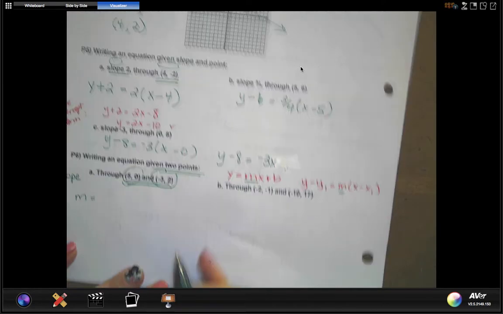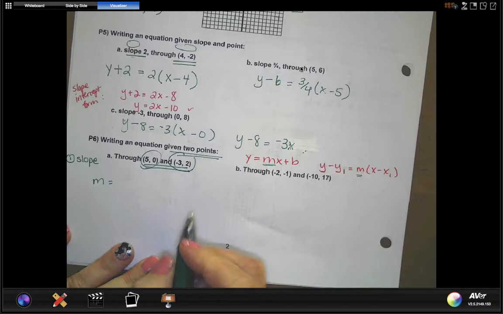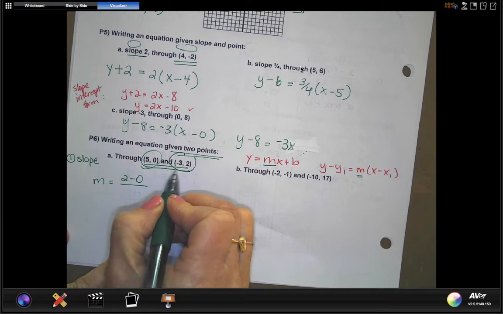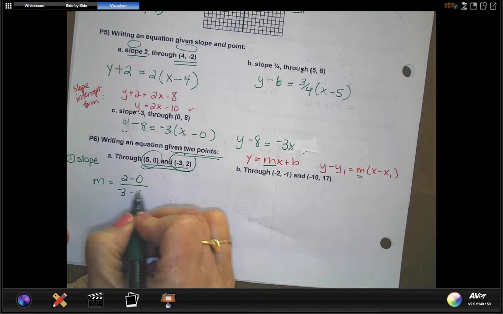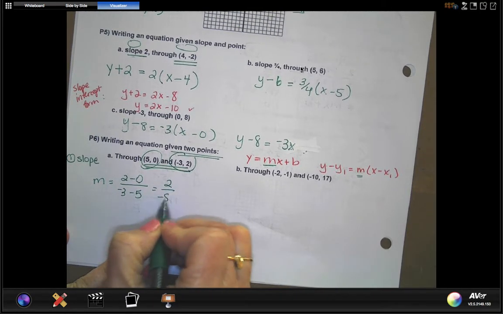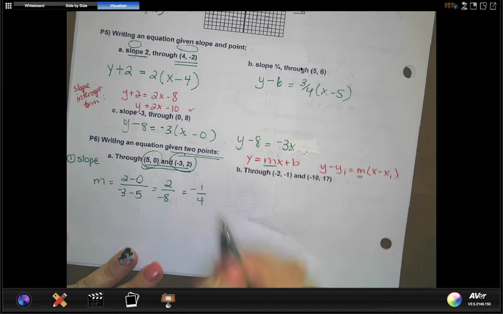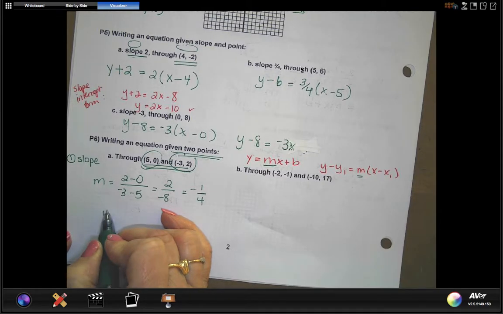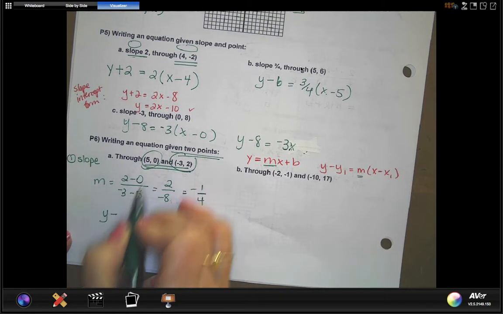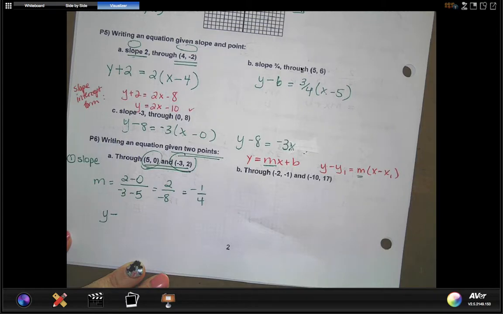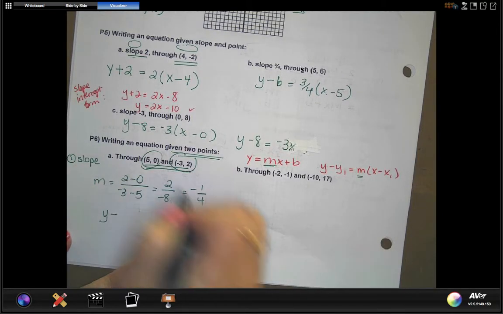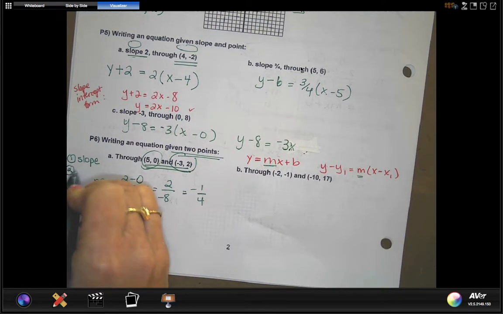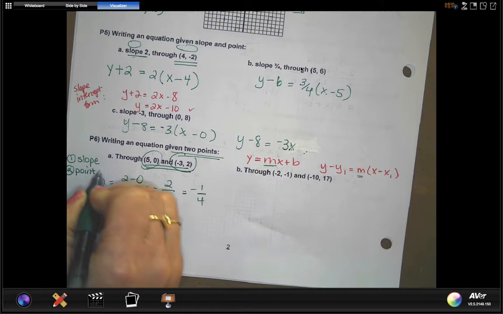So let's say I calculate the slope for this first. So I'm going to do 2 minus 0 over negative 3 minus 5. Even though the negative's down there, it doesn't matter. I can just put it in front like that. So I got the slope, and I have a point. So I might as well just use point slope.